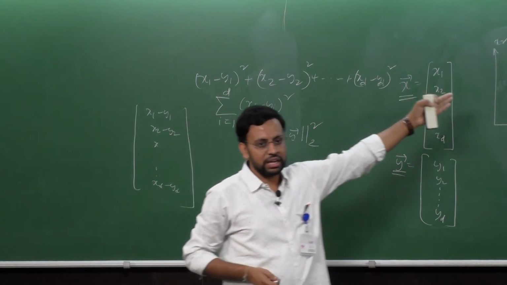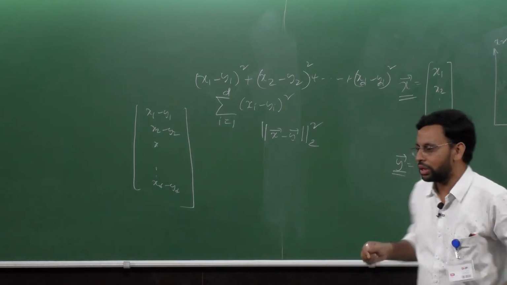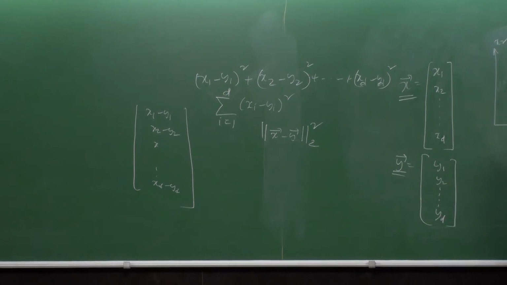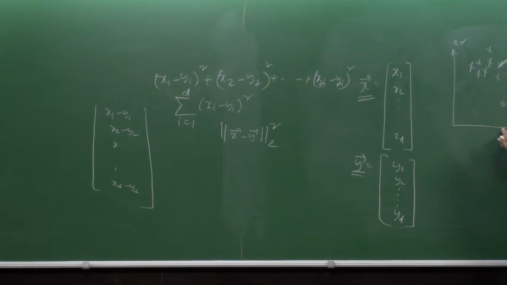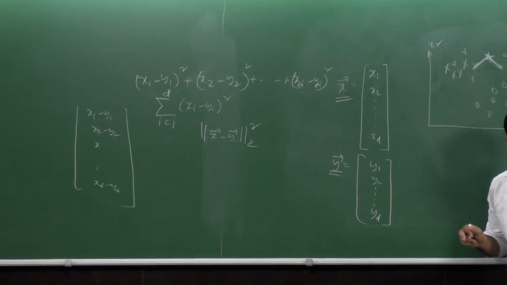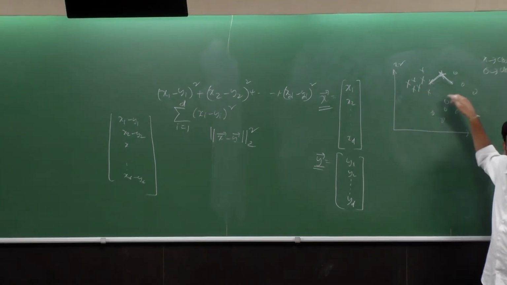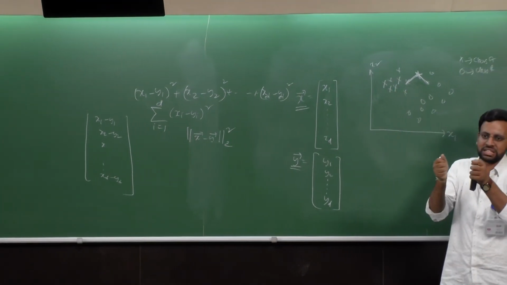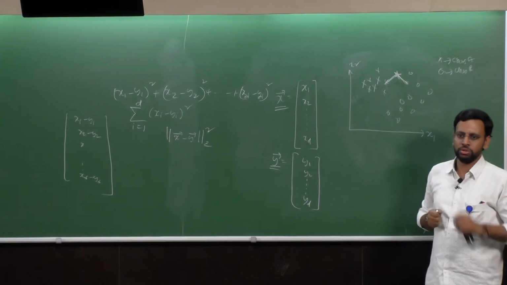Finally, what was the idea? You compute the distances to each feature here. This is called the nearest neighbor classifier. You compute the distance to all of them, and whichever has the least distance, you assign it to that class.